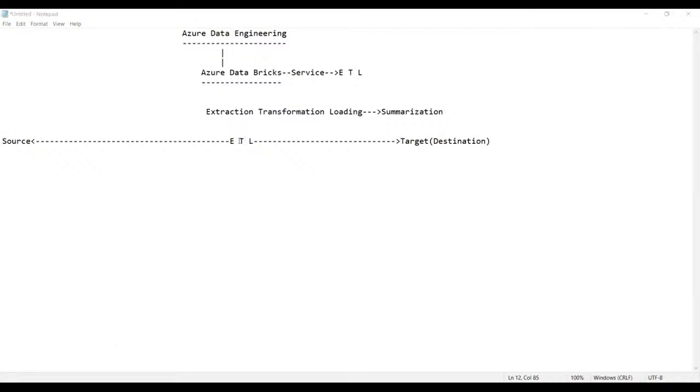Now, guys, let us try to see what this ETL actually does. This ETL basically performs the extraction process on the source, picks up and transforms the data, and loads it into the required format. For that, let us take an example.